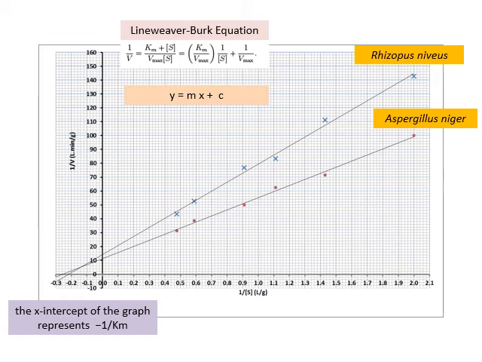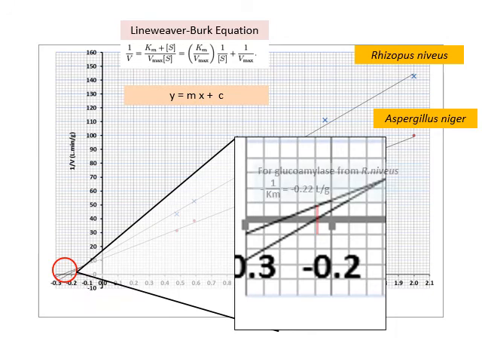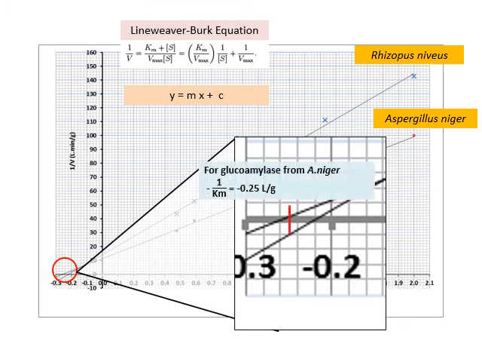So the x-intercept of the graph represents the negative 1 over Km. It means this one. So if we magnify it, the answer for negative 1 over Km for Rhizopus nevus is negative 0.22. So the answer for Km is 0.5. And for the glucoamylase, negative 1 over Km is negative 0.25. So we get the answer for Km, which is 1 over 0.25, giving 4 grams.